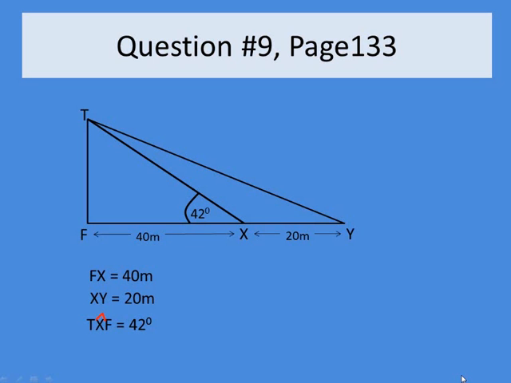1. The length of TF, and 2. Angle XTY. So here they pointed out to us that FX equals 40 meters, XY equals 20 meters, and that angle TXF equals 42 degrees. They also pointed out that TF is perpendicular to FY, and let us highlight that now by putting in this highlighting that TF is perpendicular to FY.